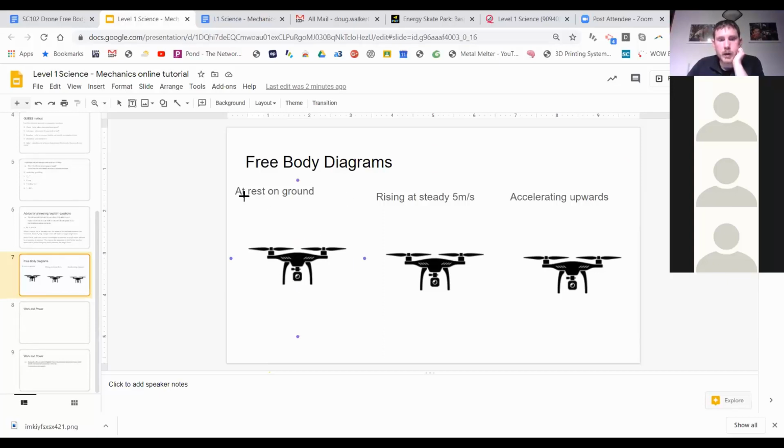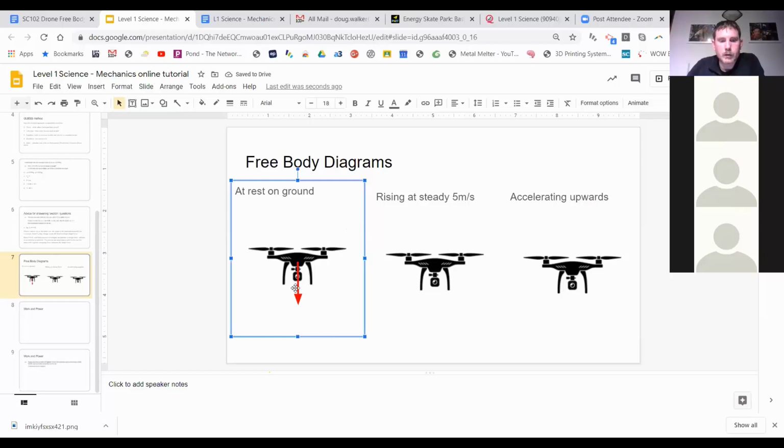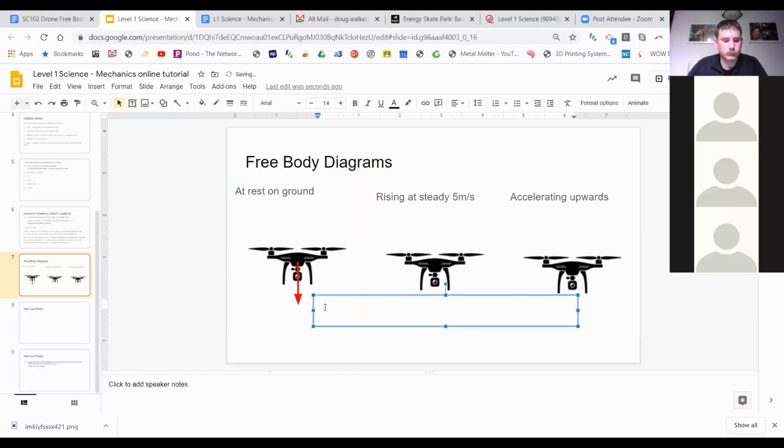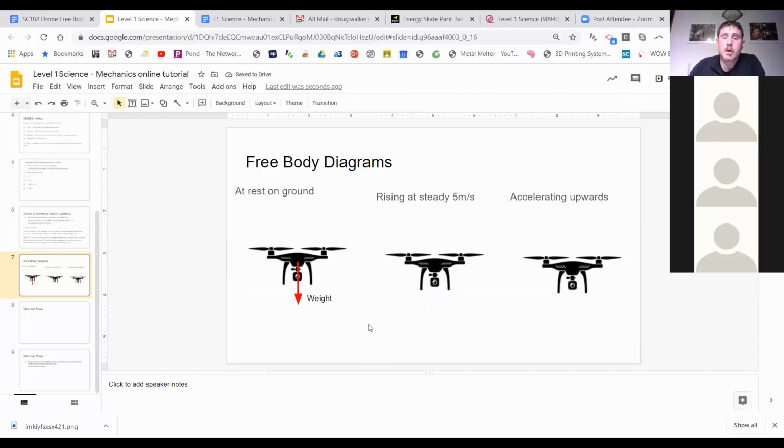When a drone's at rest on the ground, we should know that at rest means that the forces would be balanced on the drone. So I'm going to draw an arrow coming down from the center of the drone, and I'll make that a little bit thicker, so hopefully you can see it a bit more clearly. And I'll make it a different color so you can see it over the drone in the background. So this red arrow here would be our weight force. And if it's at rest on the ground, then we know there must be an equal size force acting upwards. And so that would be the support force.